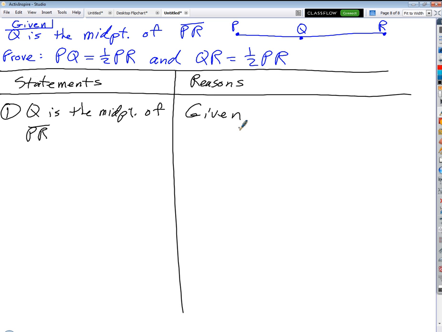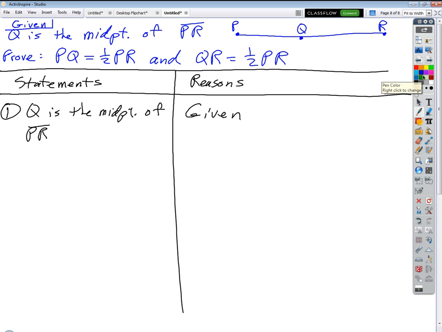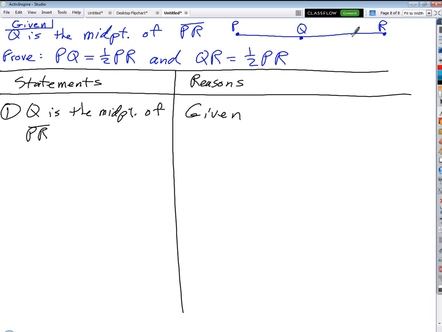Okay, now we've got to move down to the next line. I'll just change color so we can see when one line goes to the next. What do you think? So Q is the midpoint of PR. We're trying to show that this distance is half of the whole thing, and so is this distance. PQ plus QR equals PR. And that'd be the segment addition postulate.